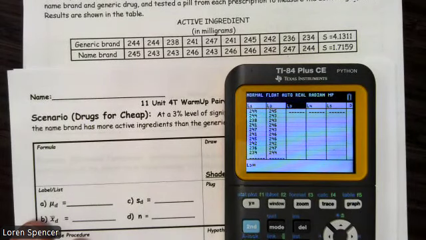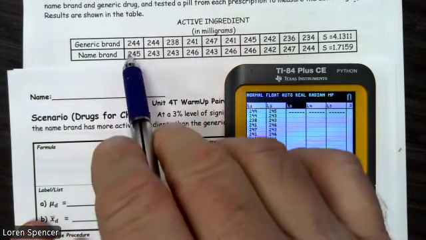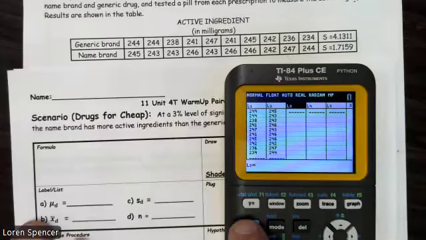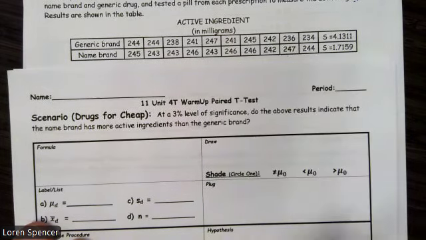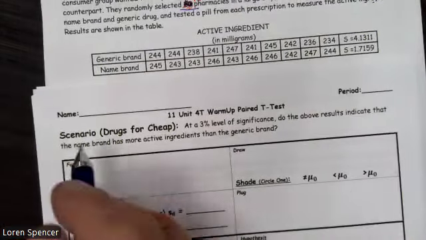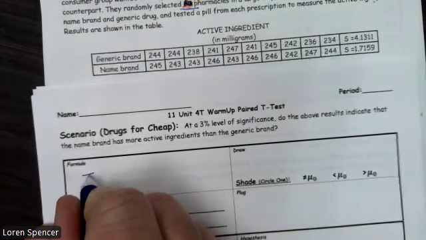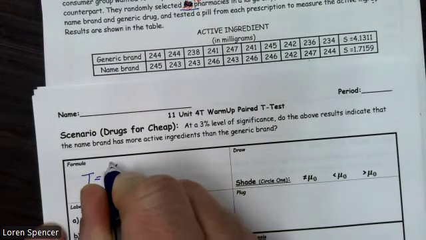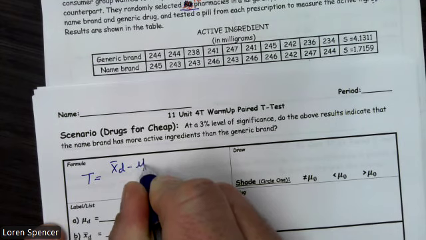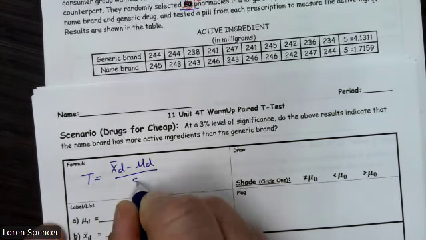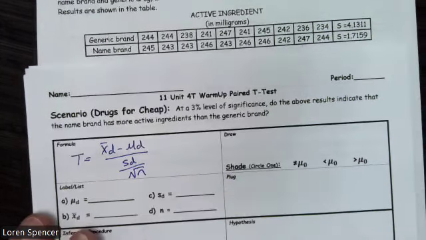I will need to find the difference, this one minus this one. So that's going to be blue button 1 minus the blue button 2. And there it populated the differences. Let's go ahead and get to work on our formula. Our formula is T equals X bar D minus mu D over SD divided by square root of N.